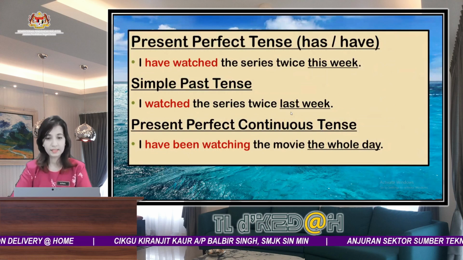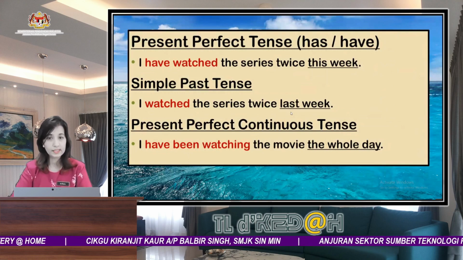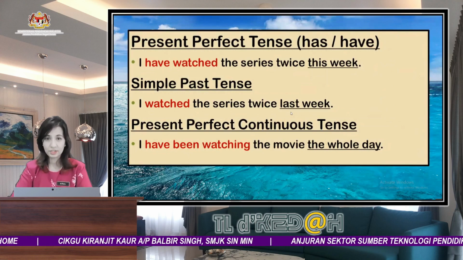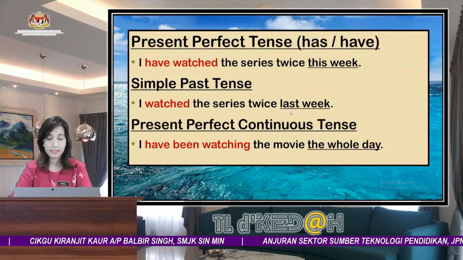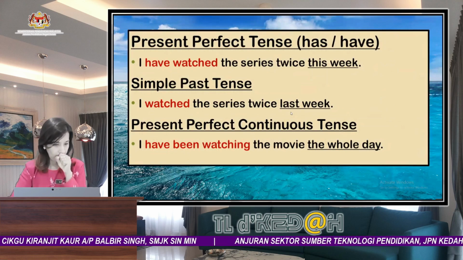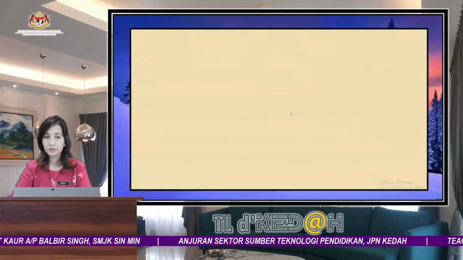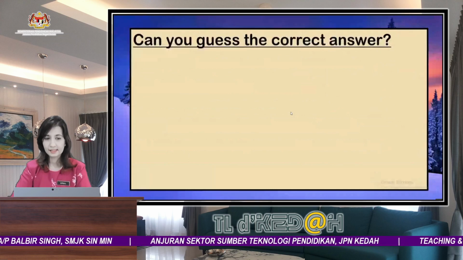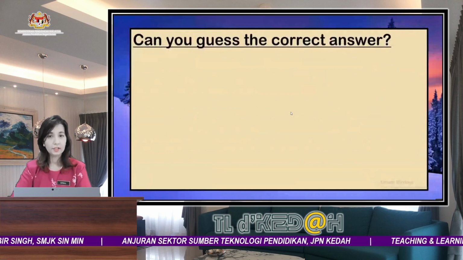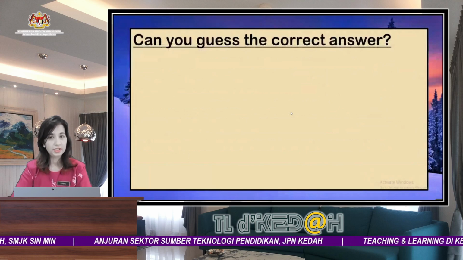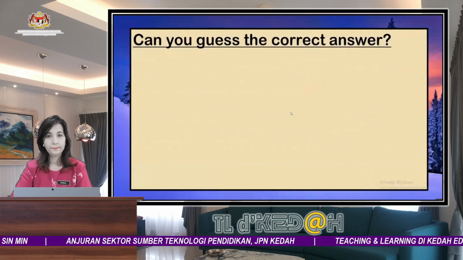So remember, present perfect continuous tense, it's always in progress. You have that ing there. And you have the been in the middle, okay? Right, now I would like to give you a test, a short test to check your understanding. Can you differentiate the three tenses?